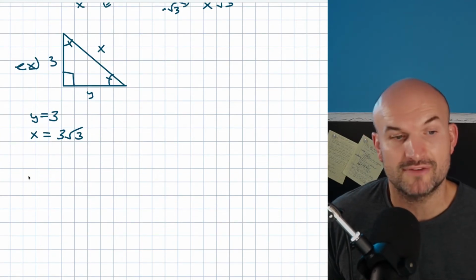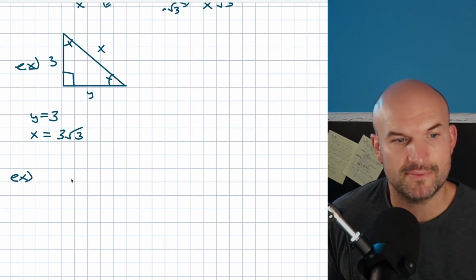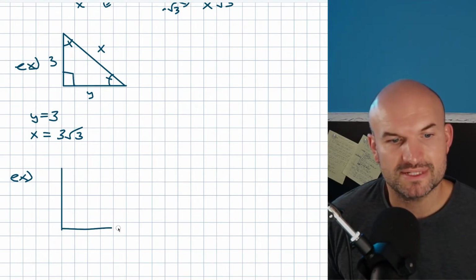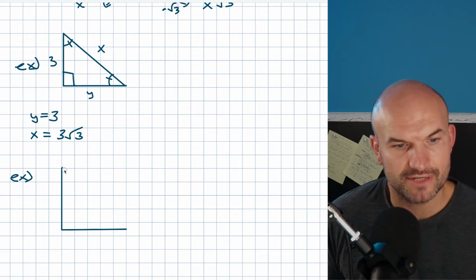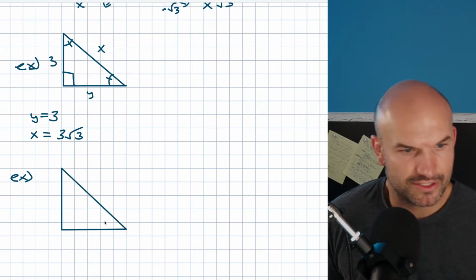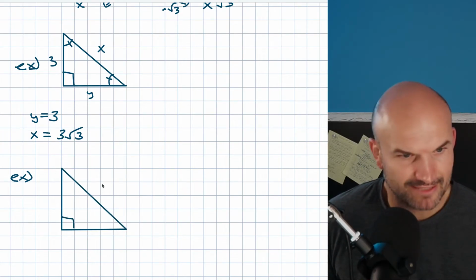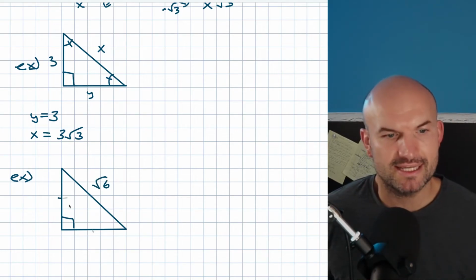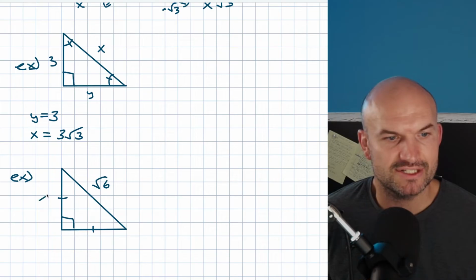We can also work this out if we were given the hypotenuse. So for example, let's do another special right triangle. In this case, let's pretend that I actually gave you the hypotenuse here. Let's say the hypotenuse is a square root of 6. And let's say this is an isosceles triangle, and I say, fine, solve for x and for y.